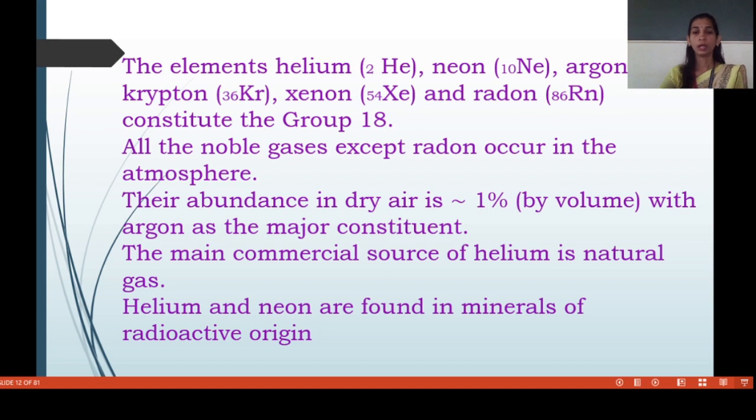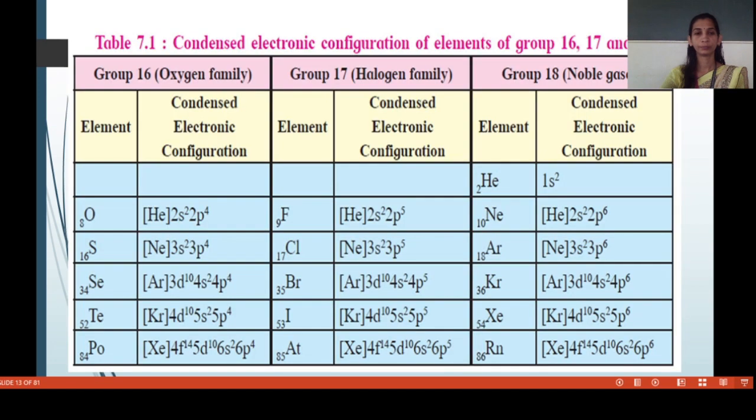Helium and neon are found in the minerals and of radioactive origin. Now the next point we discuss is the condensed electronic configuration of elements of groups 16, 17 and 18. Here we will see the condensed electronic configuration of groups 16, 17 and 18. In 11th class we completely studied how to represent the electronic configuration.